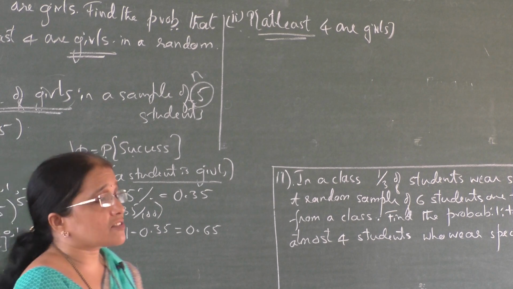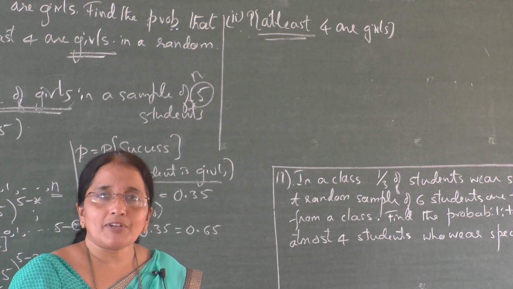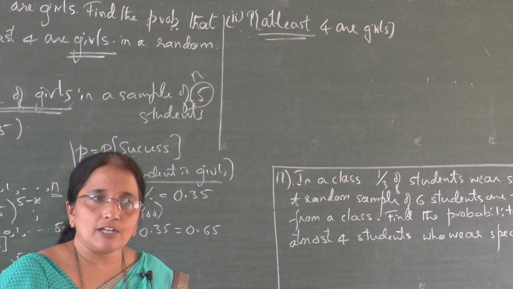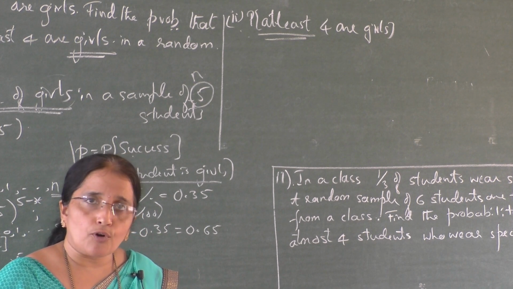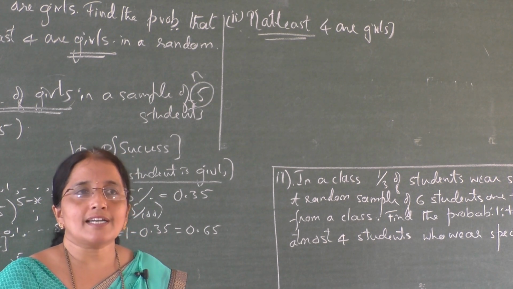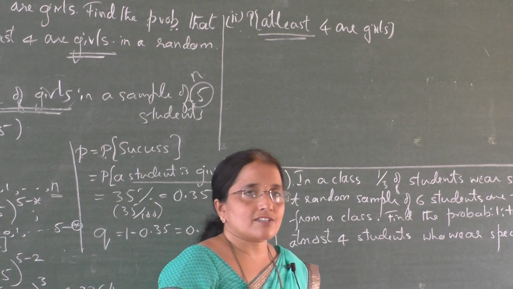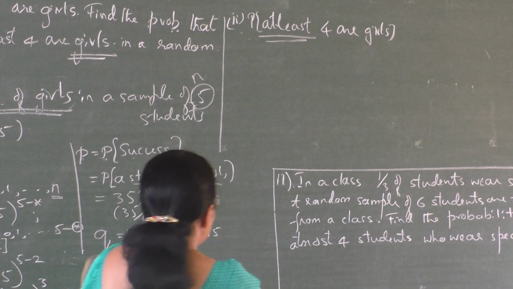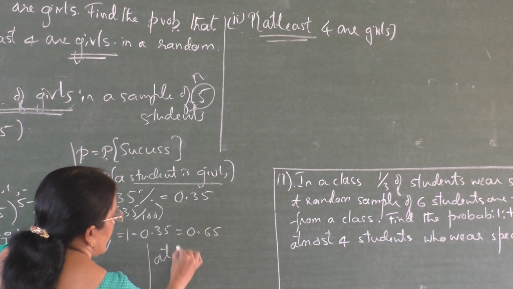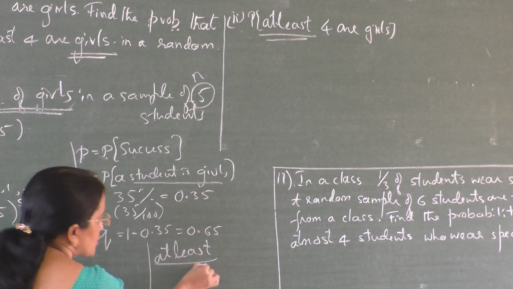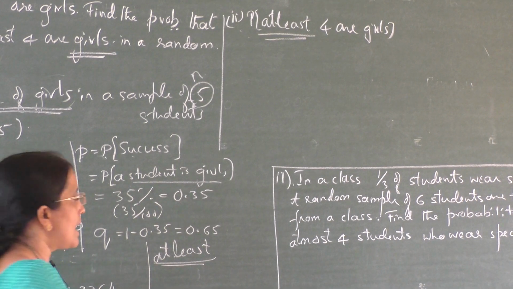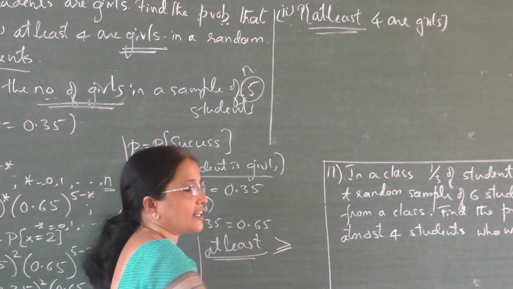Similarly, at least means if a random variable takes a value either equal to 4 or greater than 4, then I can say at least 4. So that is the meaning of at least. Always remember, if you observe this word at least, always write greater than or equal to.